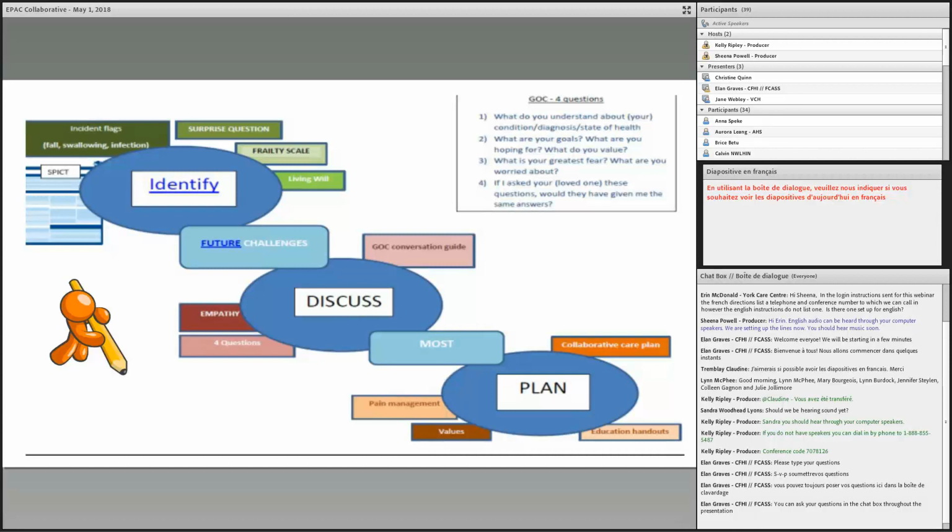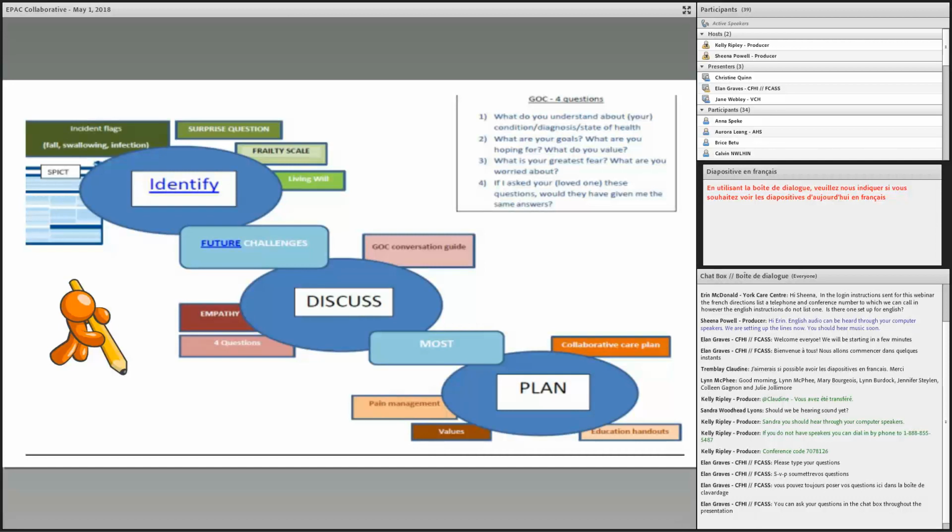Now, I have seen a lot of models that focus very much on the identification. How do you identify all those people that need a palliative approach? And we use things like the SPICT, the frailty scale, the dementia trajectory, the surprise question: would you be surprised to hear this resident had died in the next 6 months to a year? And then people are identified and then nothing actually happens. The key to this model is the conversation. Absolutely central. Nothing happens unless you have the conversation.